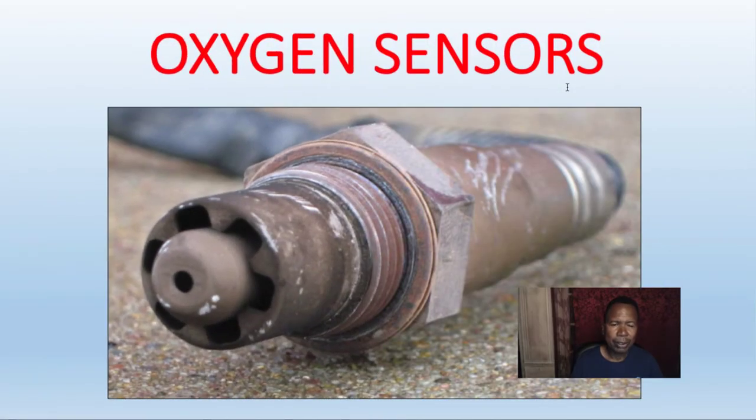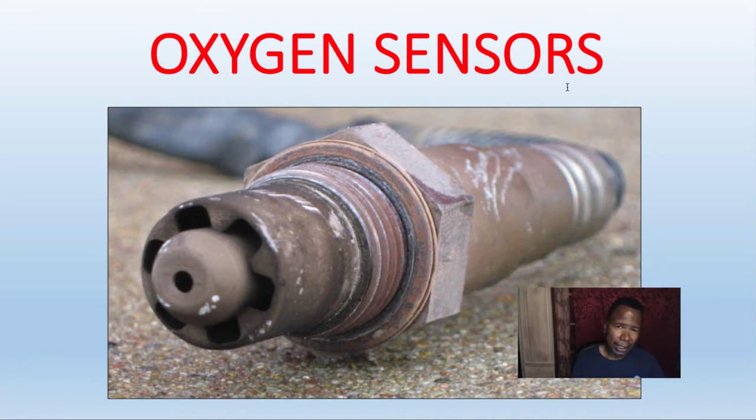Okay, now we're going to talk about the O2 sensor. The O2 sensor is the basis of a closed loop. When you hear the term closed loop, that means the computer and the O2 sensor are listening to each other. That helps balance the air-fuel mixture.